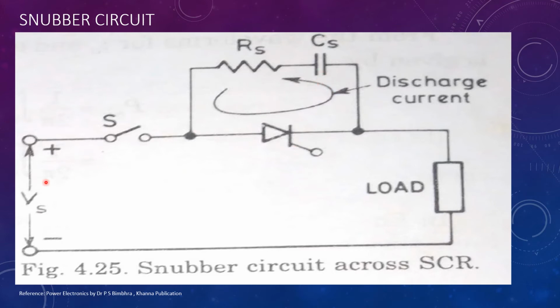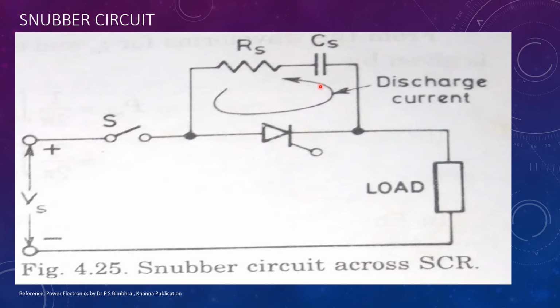The capacitor charges up to source voltage Vs. Now, when the capacitor discharges through this loop, the current is limited by Vs upon the resistance of this loop. If this current is not within the di/dt rating of the thyristor, it may damage the thyristor. Hence, a resistance Rs is connected in series with the capacitor such that it limits the discharge current within the di/dt rating of the device.